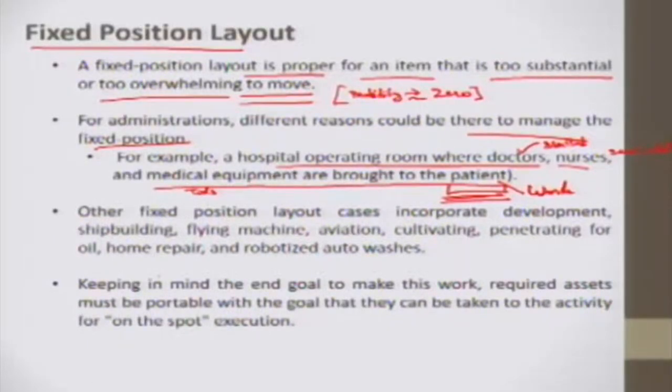So another fixed position layout case may be in corporate development. Here by development I would say infrastructure like shipbuilding, flying machine, aviation, cultivating, penetrating for oil, home repair, robotized auto washes, and in this infrastructure I could say the dams, buildings, then some power plant, etc.